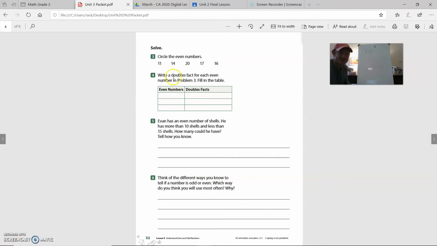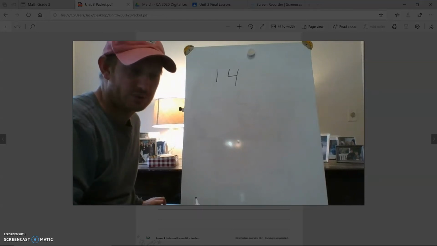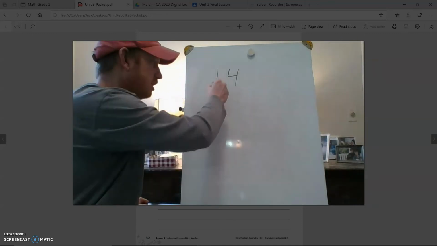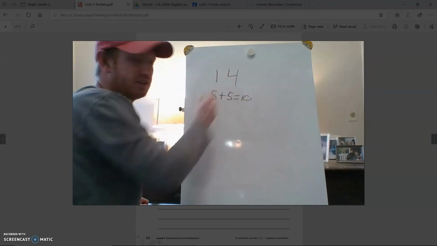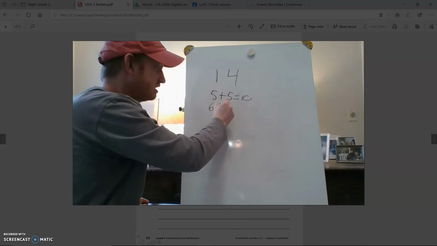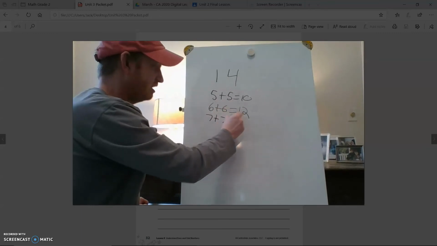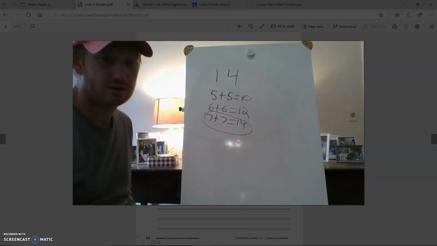All right, let's move on to number 4. Number 4 says, write a doubles fact for each even number in problem 3. Fill in the table. Well, we know that we have 14, 20, and 16 as our even numbers. So for 14, what doubles fact do we have? Well, remember, doubles means it needs to be the same thing. So I'm going to start at 5 and just see. 5 plus 5 is 10. And I need to get higher. 6 plus 6 is 12. Still need some more. 7 plus 7 is 14. There we go. So, for 14, you'll do 7 plus 7.